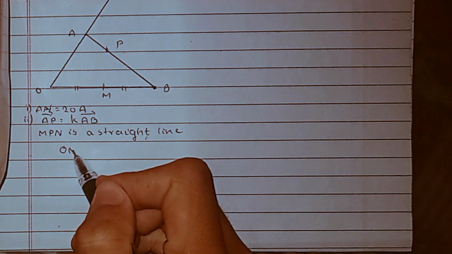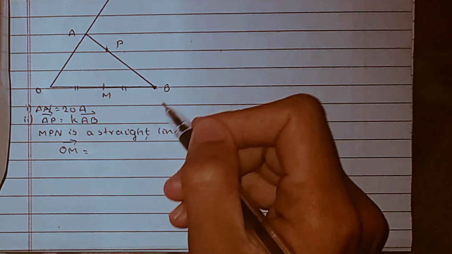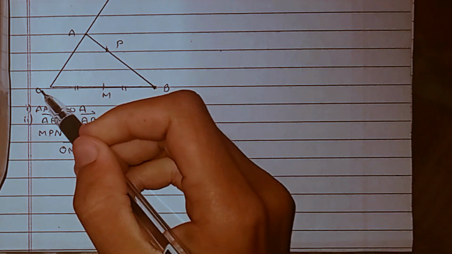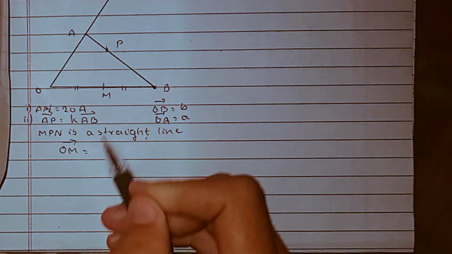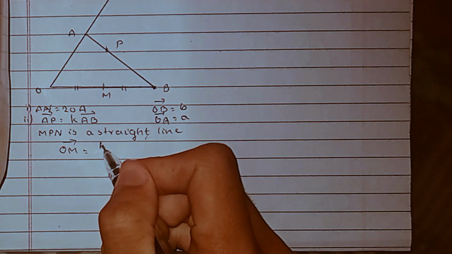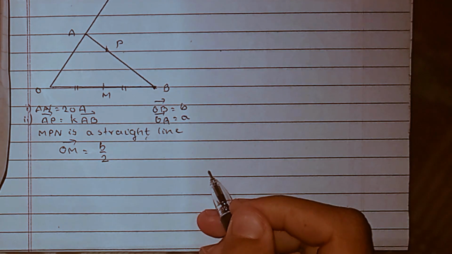Let's denote the OB vector as B, and similarly let's denote the OA vector as A. As M is the midpoint, OM will be half of OB, that is, the OM vector equals B by 2.